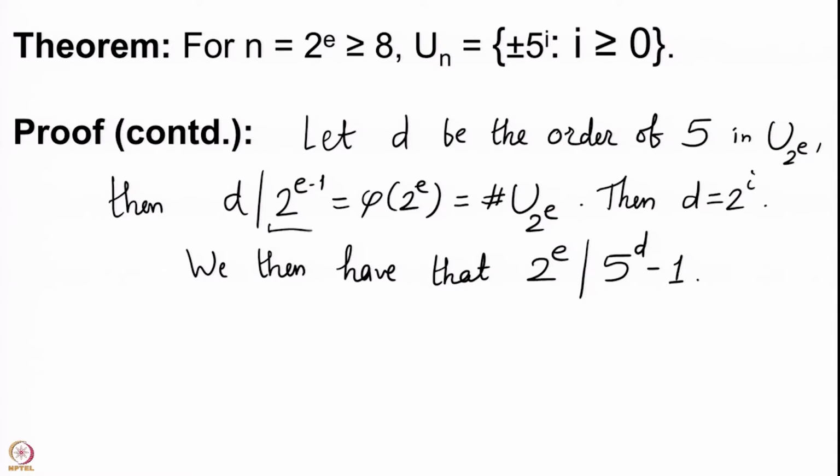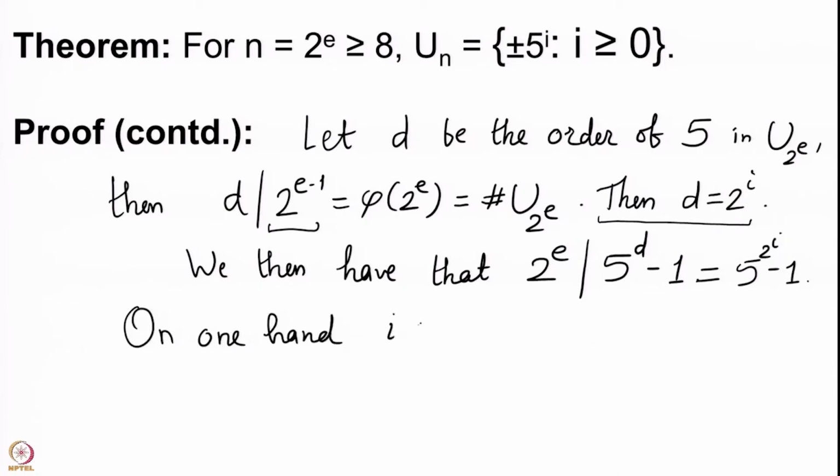This is because d divides a power of 2. So, the only way we have d dividing a power of 2 is that d itself be a power of 2. So, I will write this as 5 power 2 to the I minus 1. So, on one hand, I is less than or equal to e minus 1, this is because d divides this.